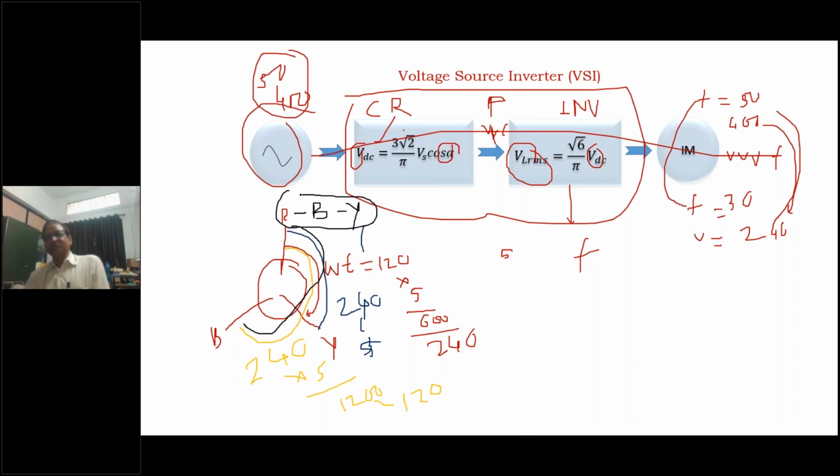So we bother about the lower order harmonics. Which harmonics? 5th, 7th, 11th, and 13th. If you go for higher order harmonics, what happens? The load reactance is sufficient to filter it, in case of an induction motor and also in case of a transmission line.